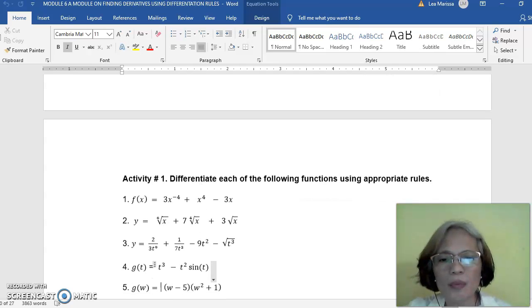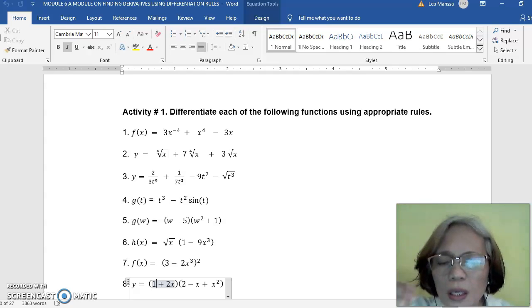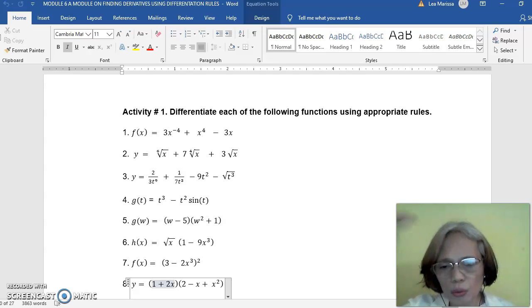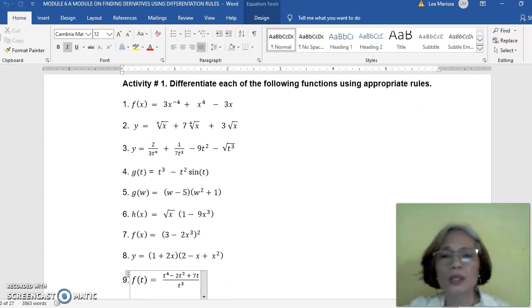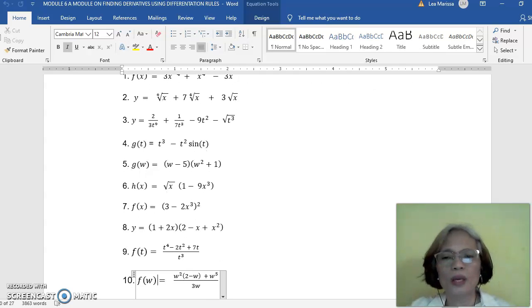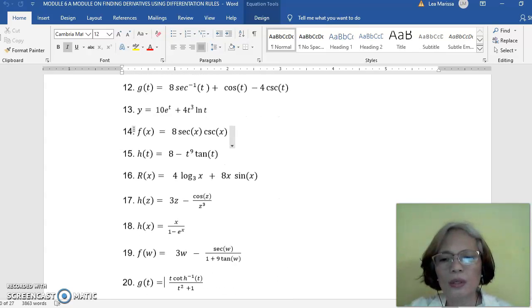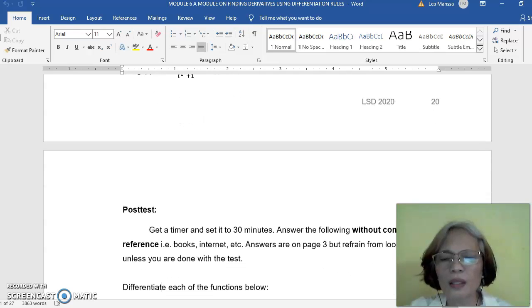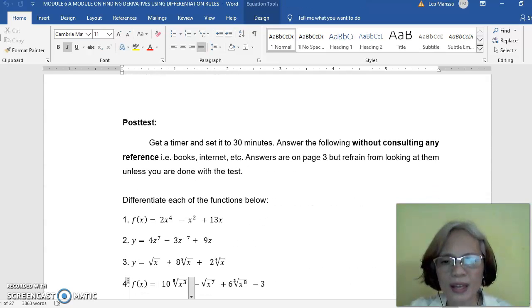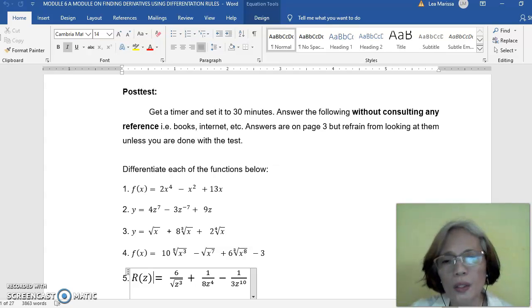So I asked them to differentiate these following functions using appropriate rules. So this is given from the easy function to the most complex one, so that the learner would be able to develop confidence in proceeding to the next numbers. Okay. And then after that is the post-test. This is similar to the pre-test earlier.